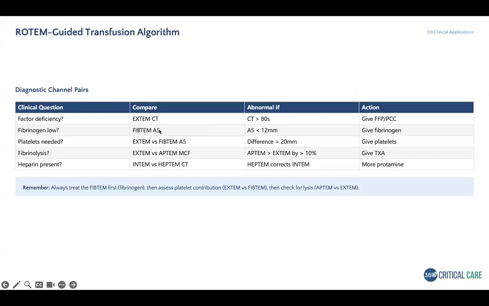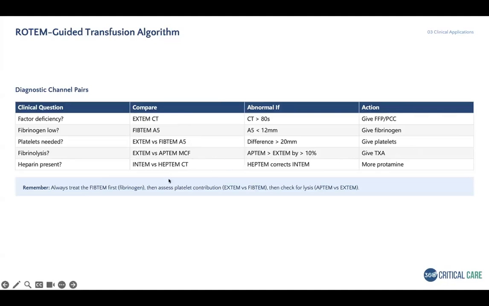But suppose the FIBTEM A5 is normal and the A5 in EXTEM is abnormal, like low, and the difference is more than 20. That means you have an additional platelet issue. Fibrinolysis, you look at EXTEM and APTEM, compare the curves, and if there is a clot lysis which is more than, take a number, 10%. In my practice, it is 5%. But if it is more than 10%, then it is due to fibrinolysis. You give tranexamic acid. And if it is because of heparin, you look at the HEPTEM channel.